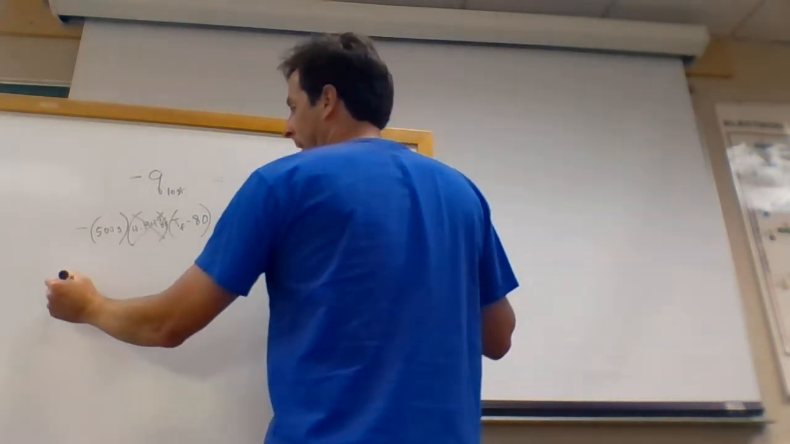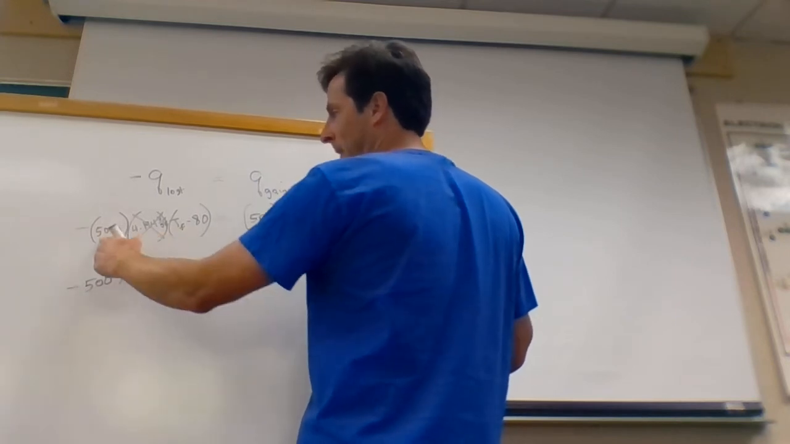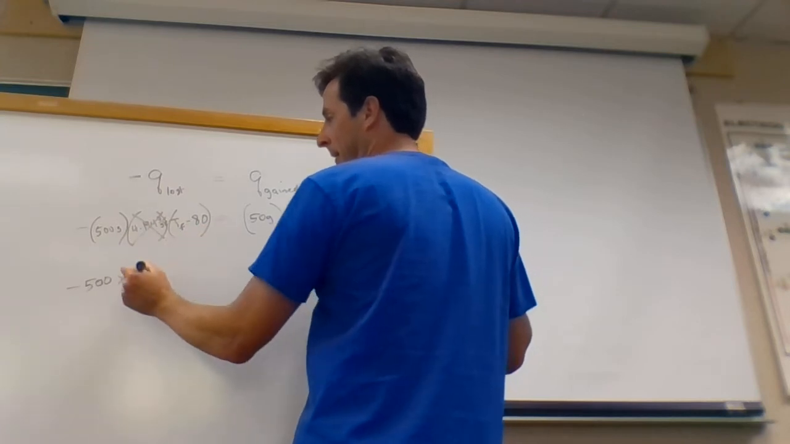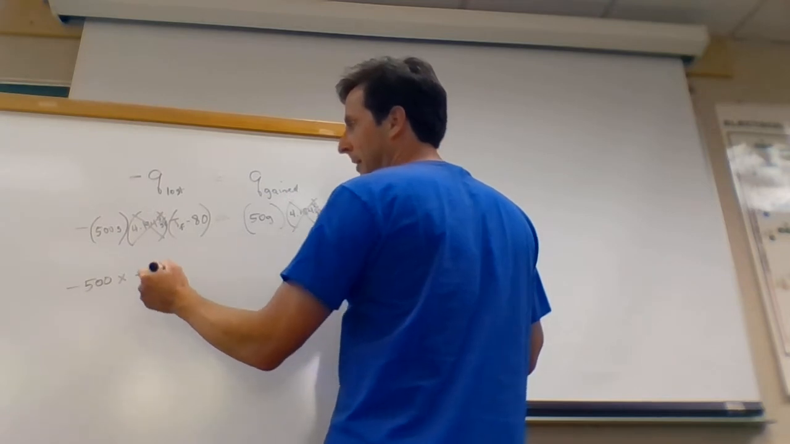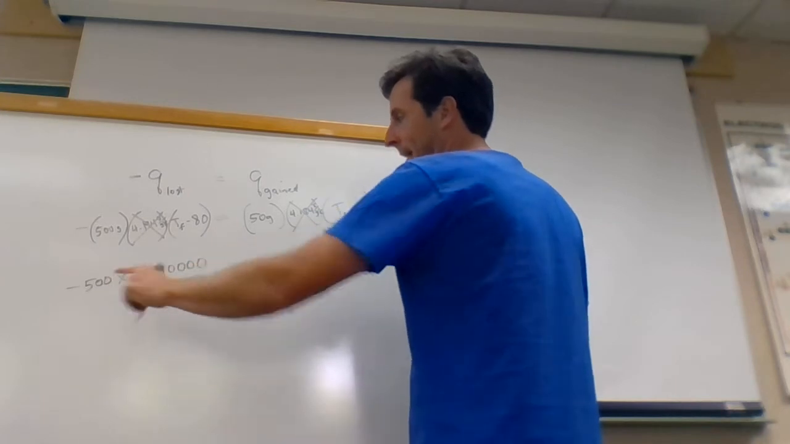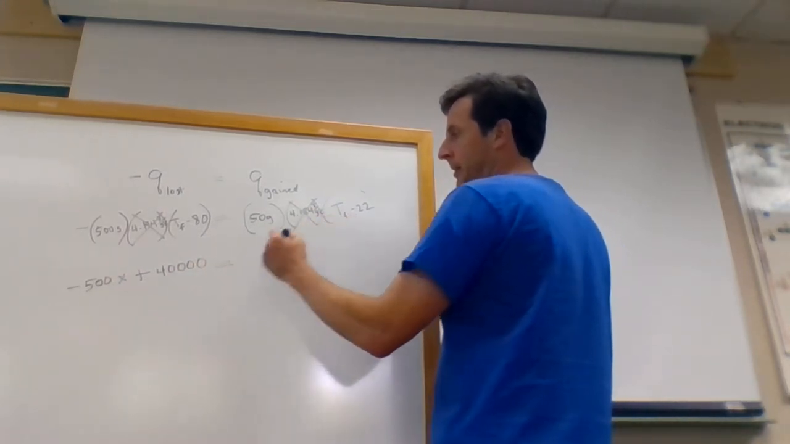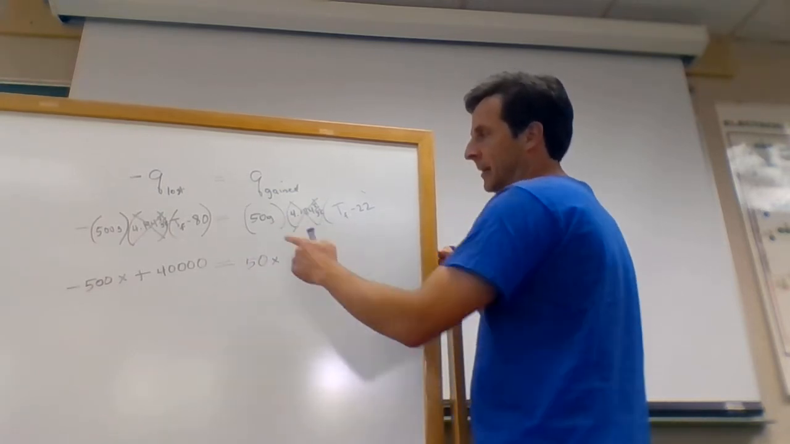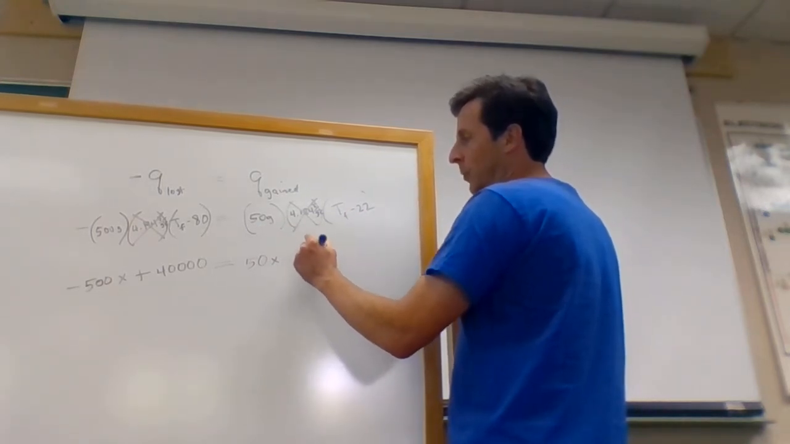So I'm going to get negative 500 X, the TF is my X, so 500 times that, minus 500 times 80. So a negative here is actually going to become a plus, and I think that's going to be 40,000. Okay, so that side is solved, equals, here 50 times X is going to be 50X, and then minus 50 times 22 is going to be 1,100.